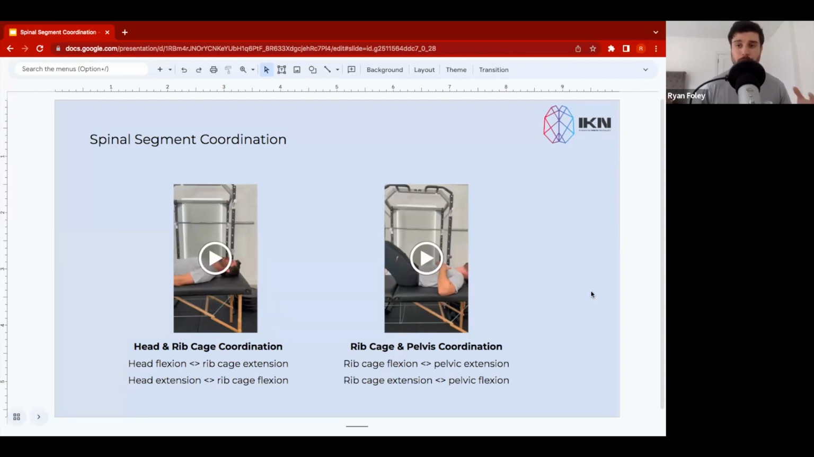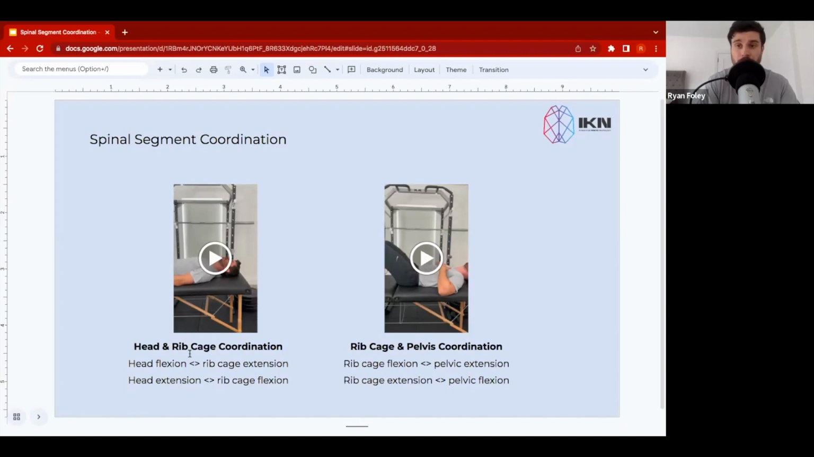Okay, so we like to separate these from a head and rib cage coordinative standpoint and a rib cage and pelvic coordination standpoint. So let's look at the head and rib cage interaction first. What we're looking at here is the interaction between these segments in the sagittal plane in a supine position.